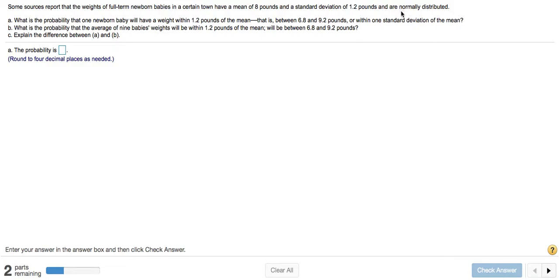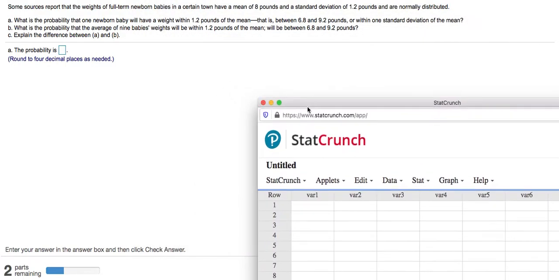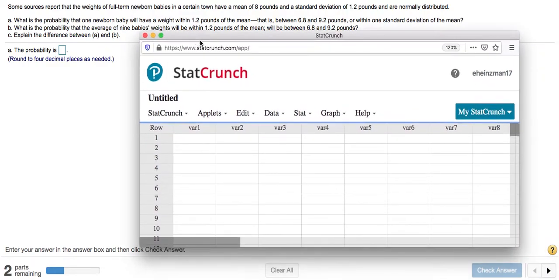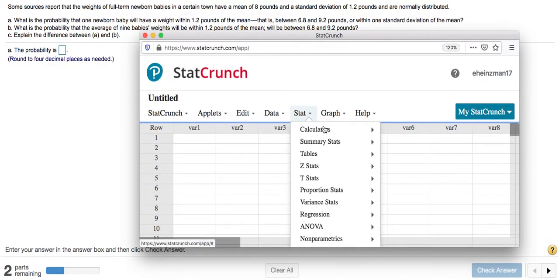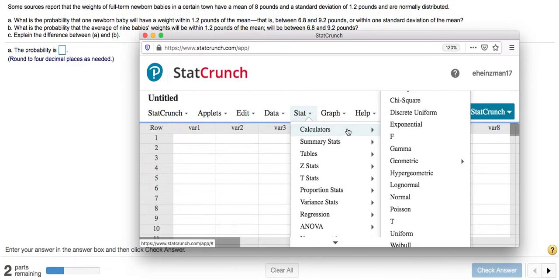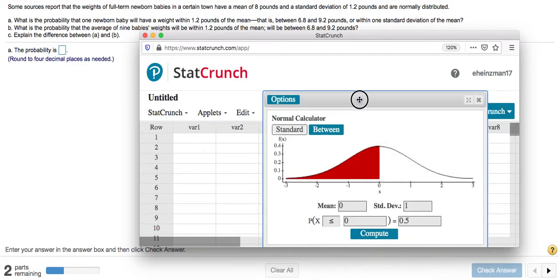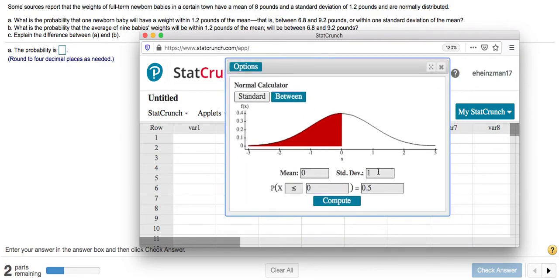Since we are told that this is normally distributed, we can answer this question by using the bell-shaped curve, which is a normal distribution. I'll go to question help to open up StatCrunch and bring that into the screen here. I'm going to go to where it says stat, choose calculators, and use the normal calculator. What I need to do is enter in the mean and the standard deviation, and then put in these bounds to figure out the probability.